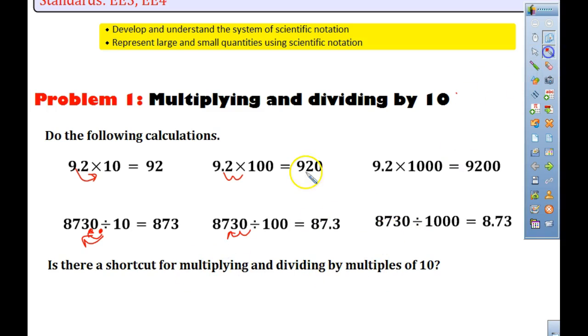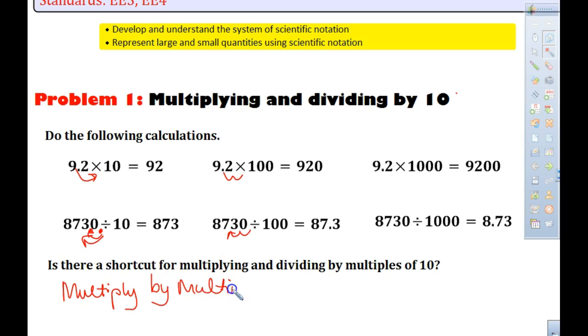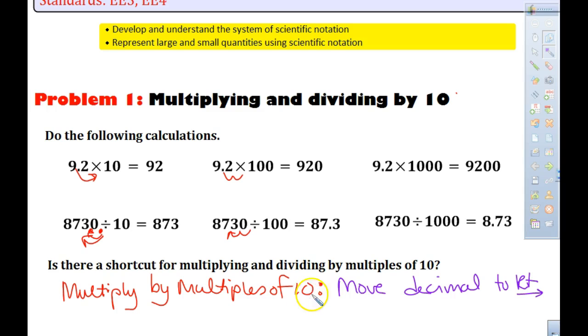So if we are multiplying, please write over here that we are going to multiply by multiples of 10. When we multiply by multiples of 10, so this whole first row, when we are doing that multiplication, what is my rule going to be? We're going to move the decimal always what direction? Move the decimal to the right. So we're always moving it to the right when we multiply by a multiple of 10.